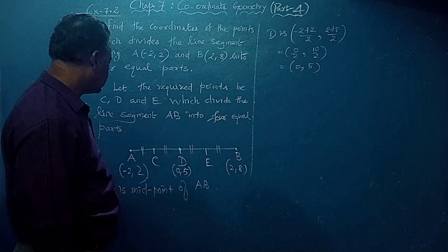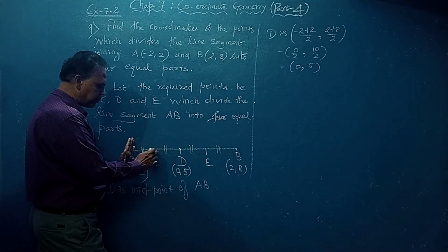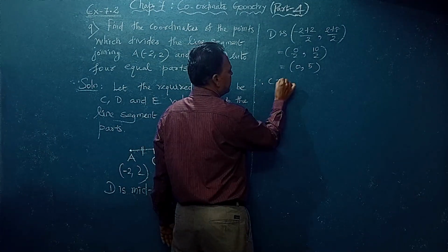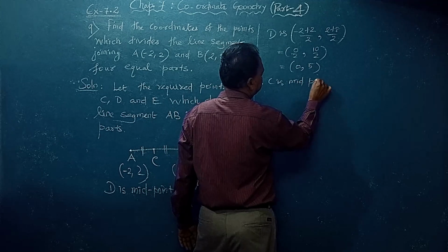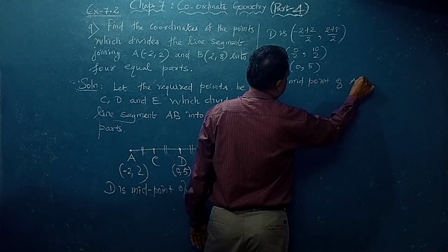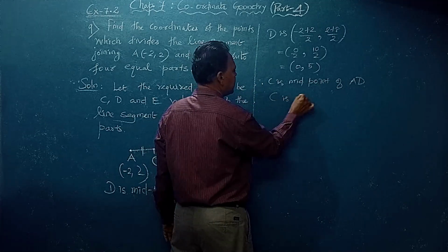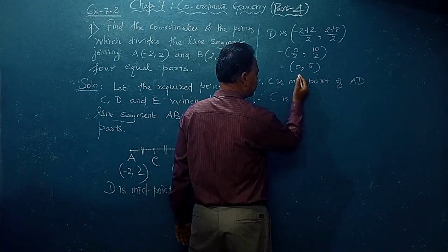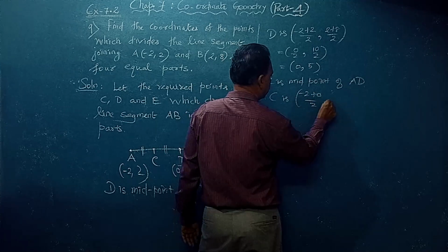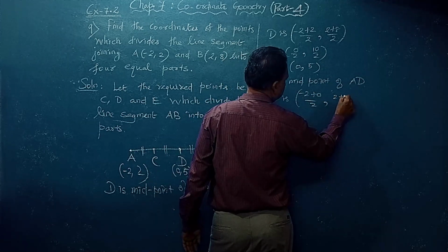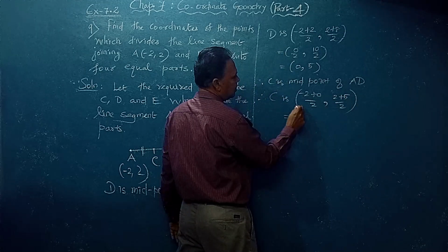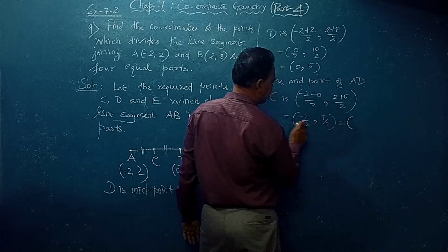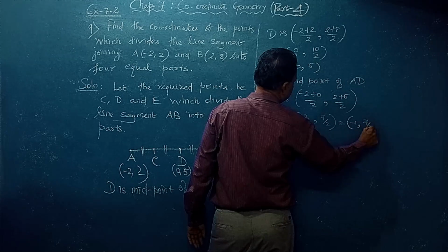Now what you have to do is find C. This is again two equal parts, so C is the midpoint of AD. Therefore, C is the midpoint of AD, so add the x coordinates: (-2 + 0) by 2 comma (2 + 5) by 2. So minus 2 by 2 comma 7 by 2, and minus 2 by 2 is minus 1. That is (-1, 7/2).